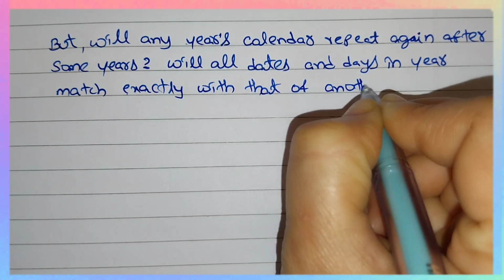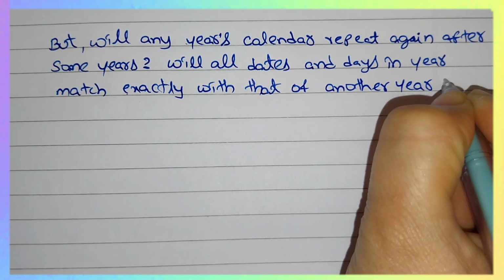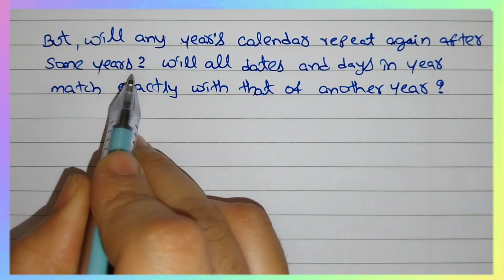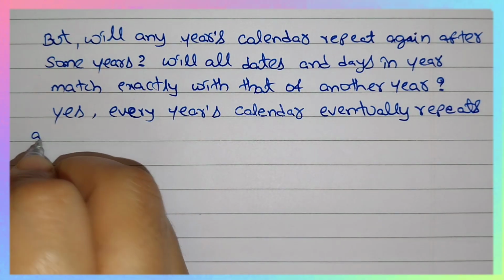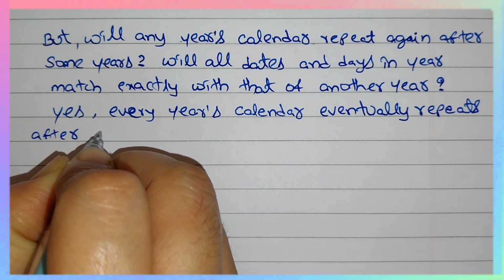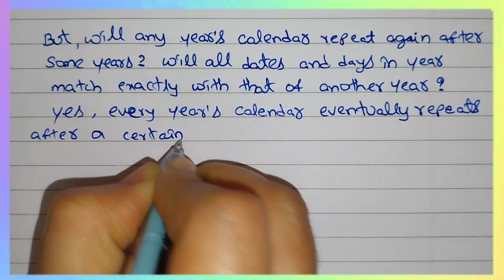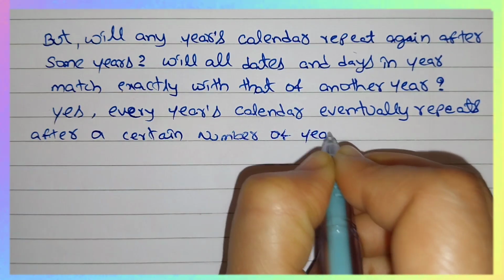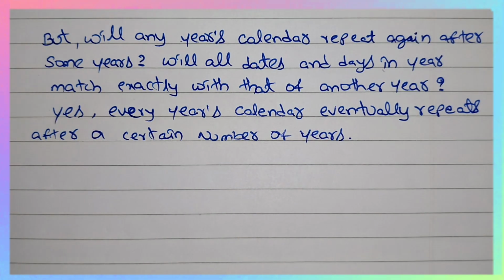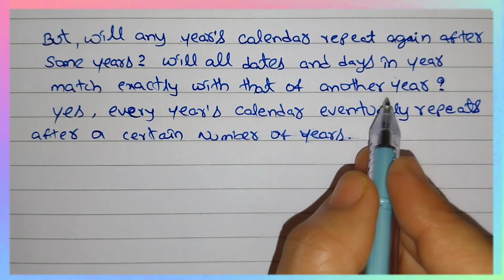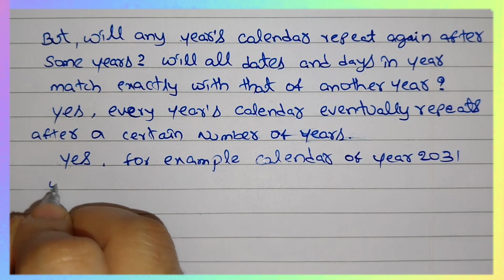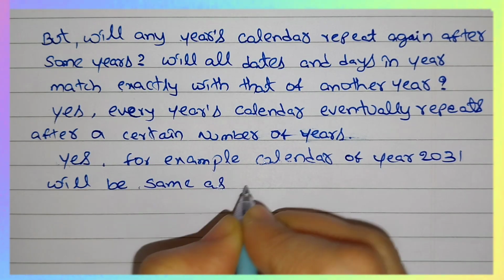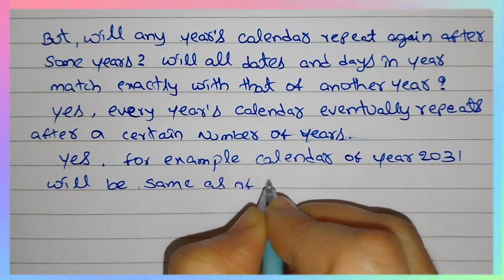But will any year's calendar repeat again after some years? Will all dates and days in a year match exactly with that of another year? Yes, every year's calendar eventually repeats after a certain number of years. This happens because the number of days keeps shifting every year. Some years are normal years with 365 days, some years are leap years with 366 days. Because of this, the starting weekday changes every year. After a few years, the same pattern comes back again and the full calendar repeats.